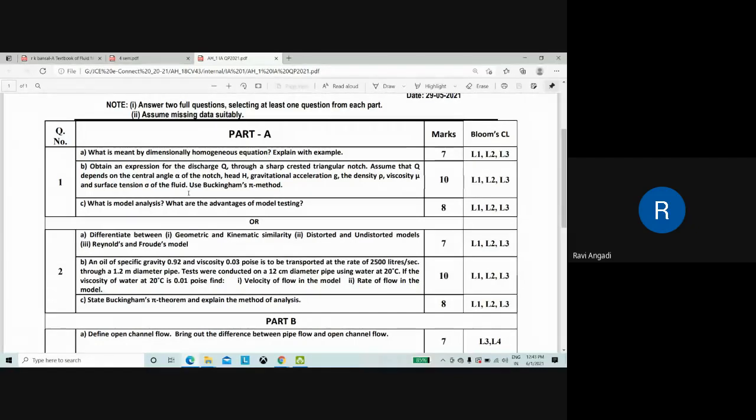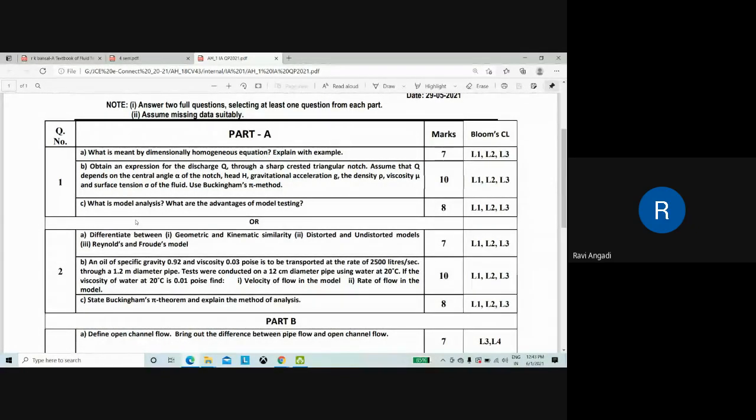Then, what is model analysis? What are the advantages of model testing? Here I asked. Many of you have written this question, the definition as well as the advantages. It's for 8 marks. So definition 2 marks and minimum 6 advantages you should write to get the 8 marks. Then again, question number 2.